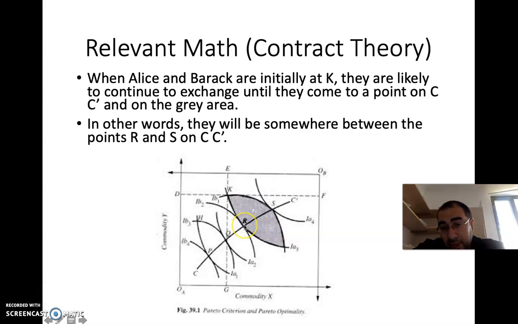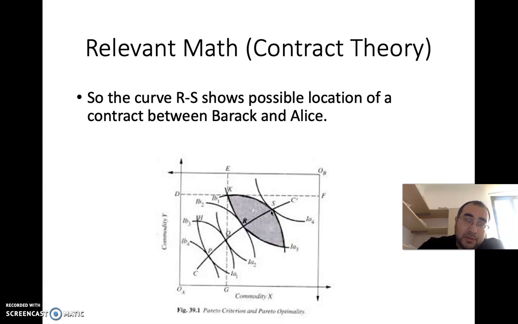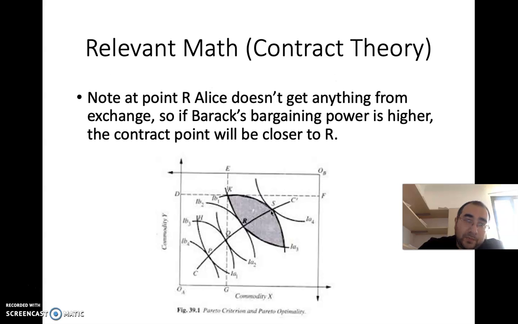If it is closer to R, Barak will be better off, and exactly at R, Barak is the only one who is better off, and Alice is just not worse off. If you are very close to R, then most of the benefit of the exchange process goes to Barak. If you are close to S, then most of the benefit goes to Alice. So this is basically the contract theory.